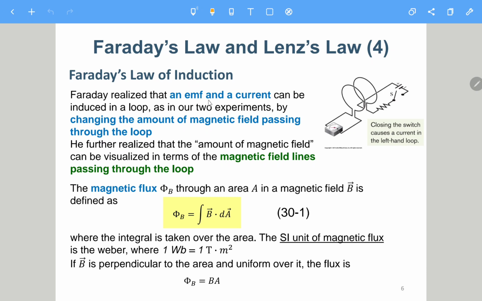Faraday realized that an EMF and a current can be induced in a loop, as in our two experiments, by changing the amount of magnetic field passing through the loop. Actually, for both of the experiments, we are trying to change the magnetic flux of this loop.